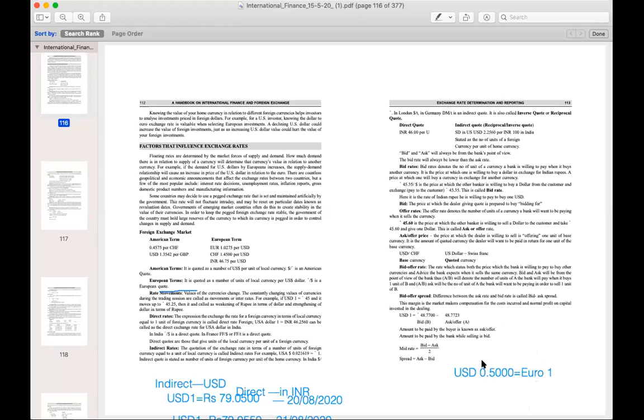Wherever, in whichever currency you find 1 unit, that is called as base currency. The other one is the variable currency. Are you following? Right? So now we will talk about, any doubts so far? Any doubts so far?